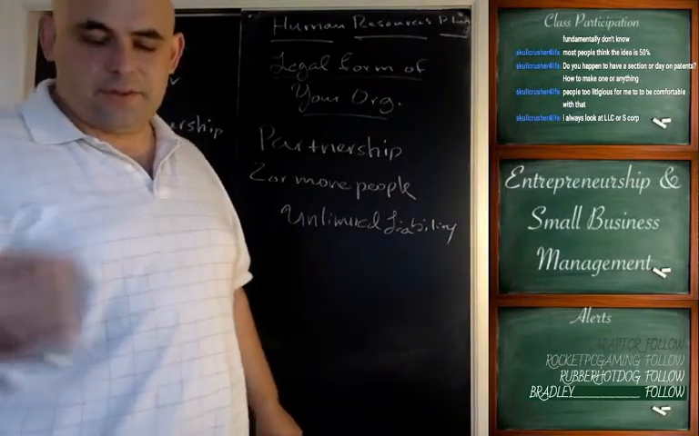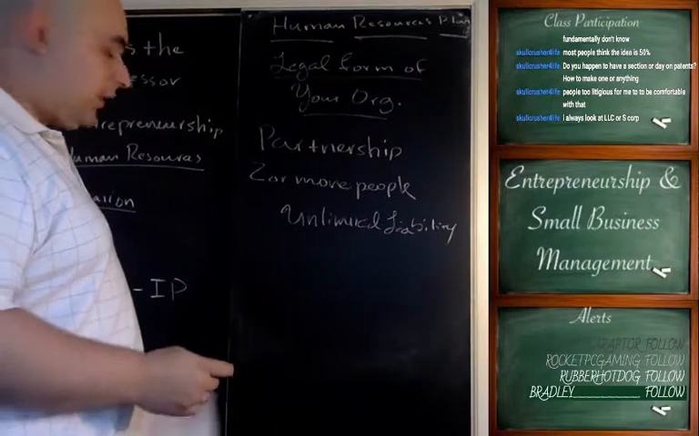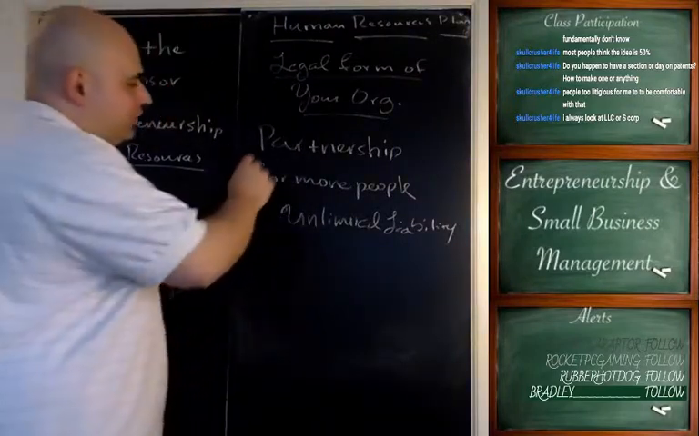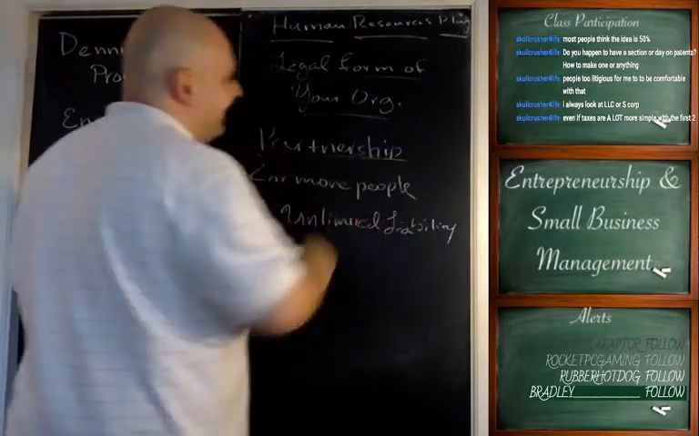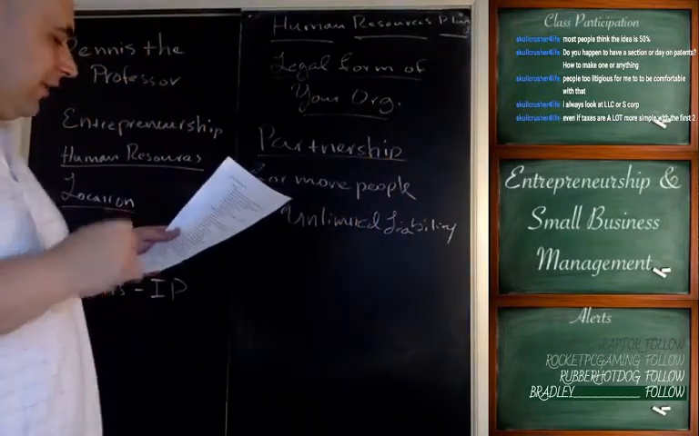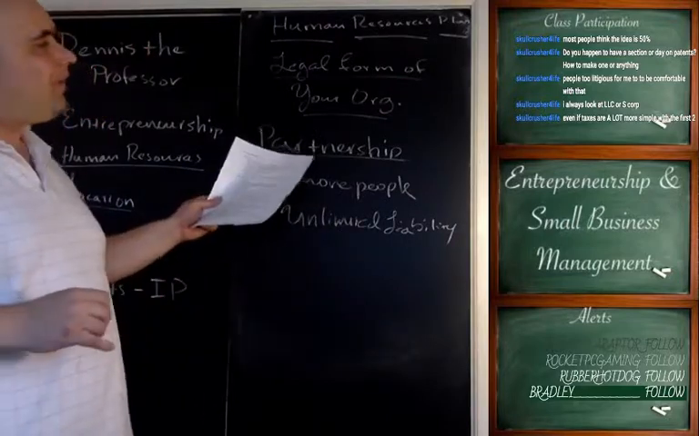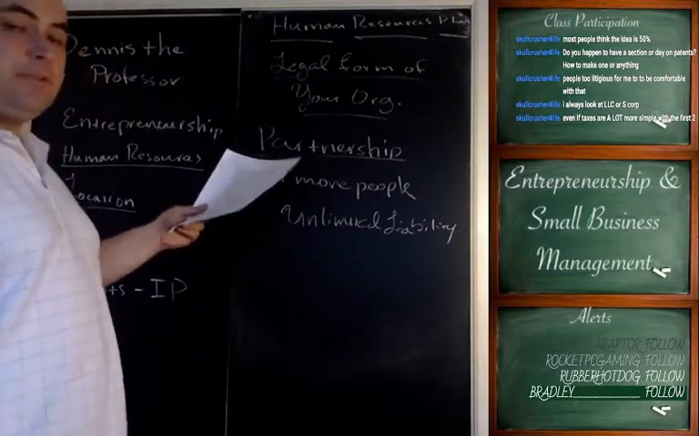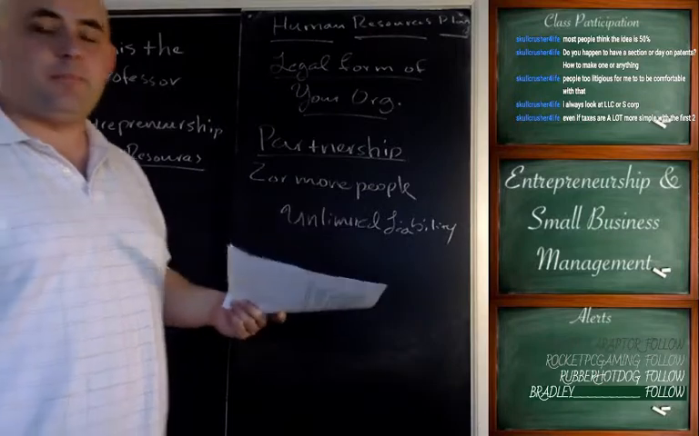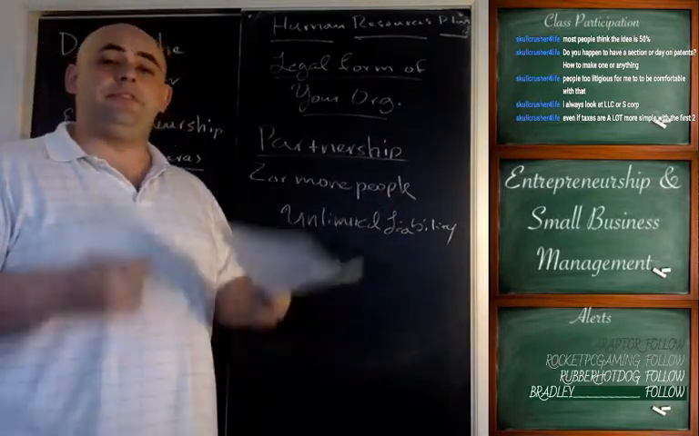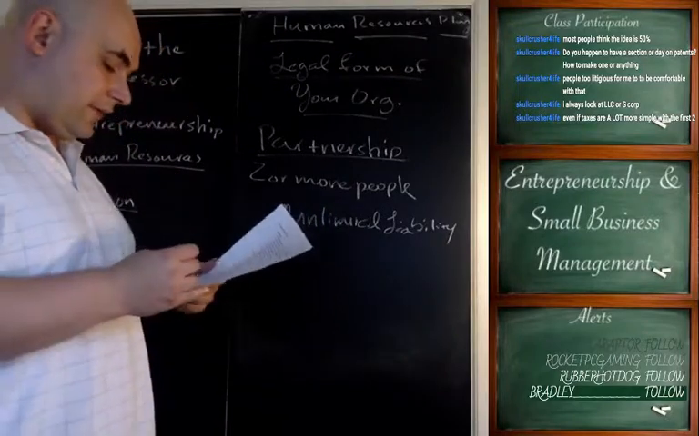Always look at LLC or S Corp. Yeah, absolutely. So we'll actually cover those in a moment here. But before we get into LLCs and S Corps, I think it's important to cover a couple of things about partnerships. And that's because whenever you pick people for your management team, unless you're directly paying them, they're essentially partners in your business, right? Even if it's not legally the case, they can be partners in your business in terms of execution and everything else, right?